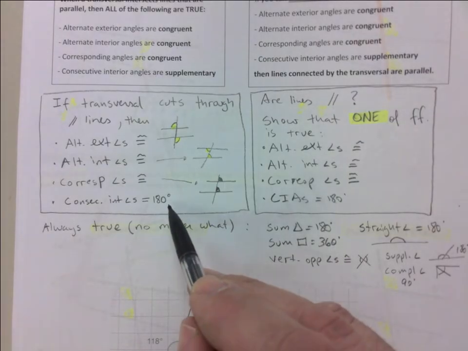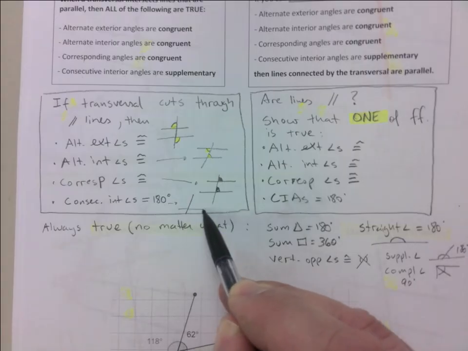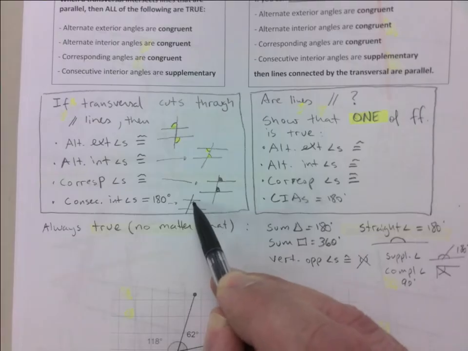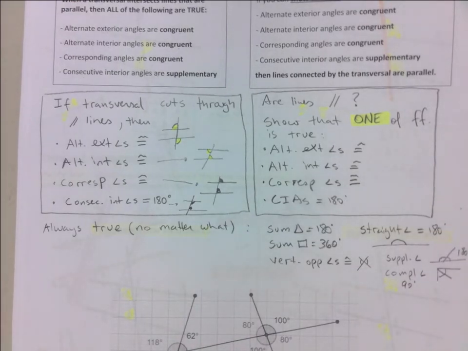And then consecutive interior, I'm running out of space here. But consecutive interior would be this one and this one. They're both on the inside. Okay? And then you have a little diagram that helps you immediately figure out which one am I talking about.